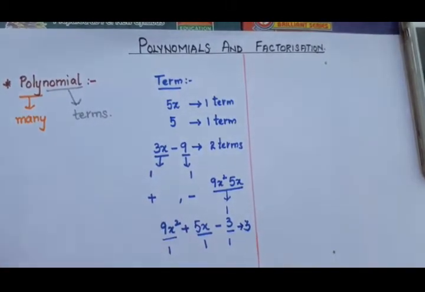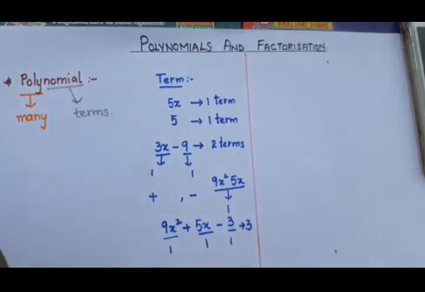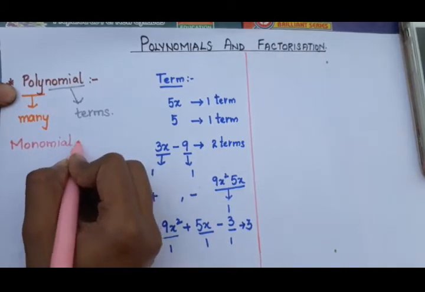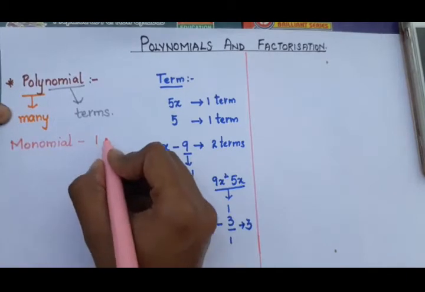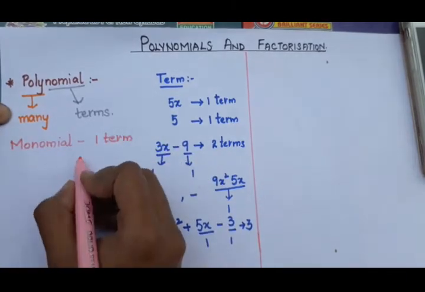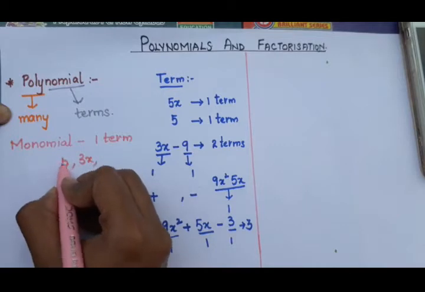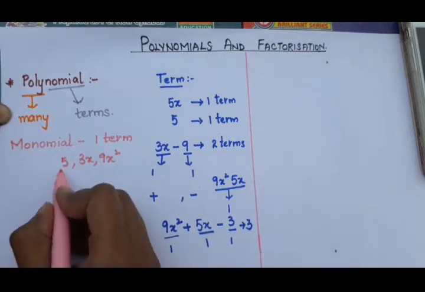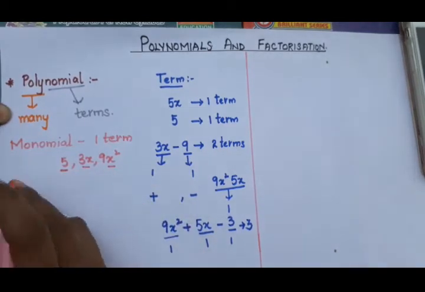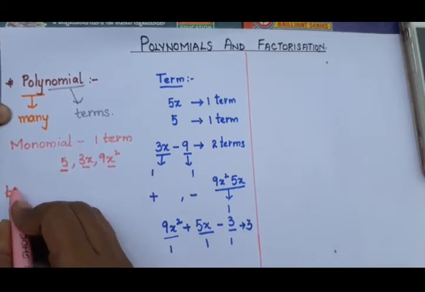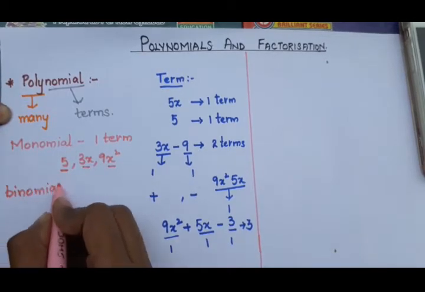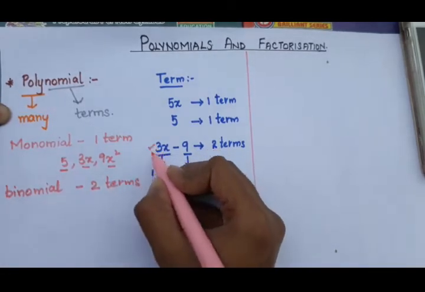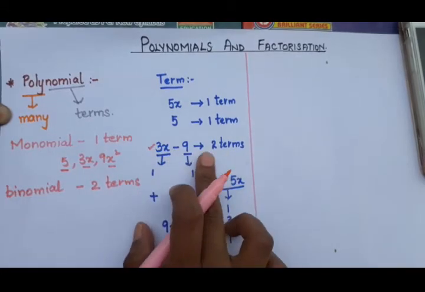Already in the 8th class we have learned monomial. What do you mean by monomial? Mono means single, one. So monomial means one term. For example 3x or 5, 9x square. So these are monomials. This single term is nothing but a monomial. Mono means one. Binomial, bi means what? Two. Binomial means two terms. For example, 3x minus 9 is an example of binomial. It has two terms.